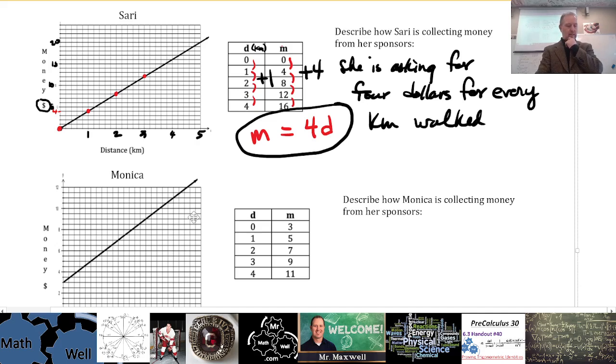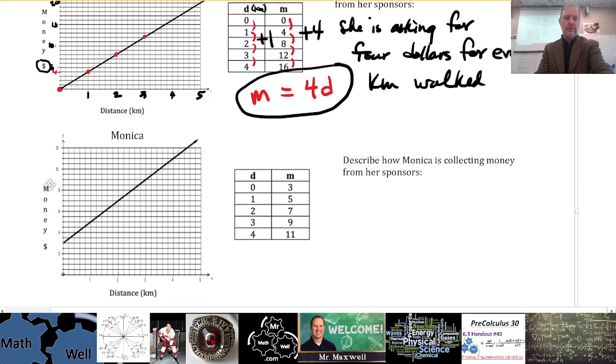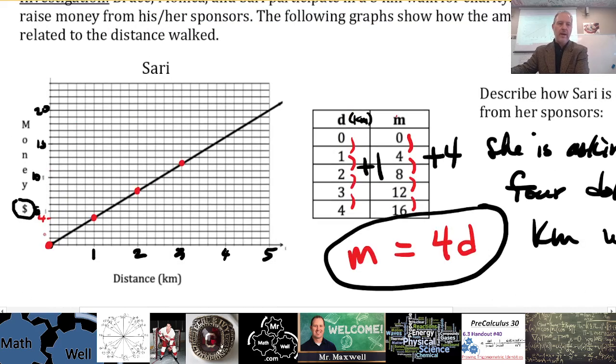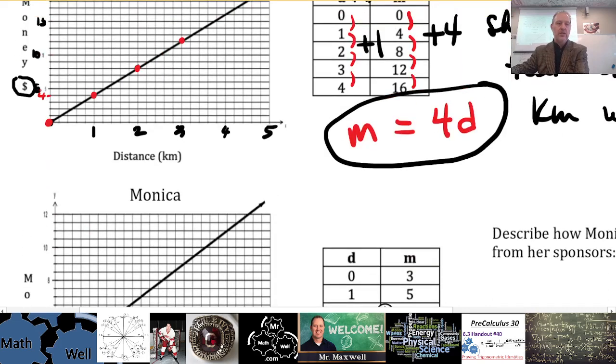Now, what is interesting about this is that it looks like, from the surface, that the slope of Monica's line is greater. Doesn't it look like that? I have a little bit of an issue with that though. Why? Because look at what's happening on the side of the graph here. The graph goes up by $2 for each section here, whereas in Sari's graph it went up by $5 for each section, like the sections that are labeled on the graph.